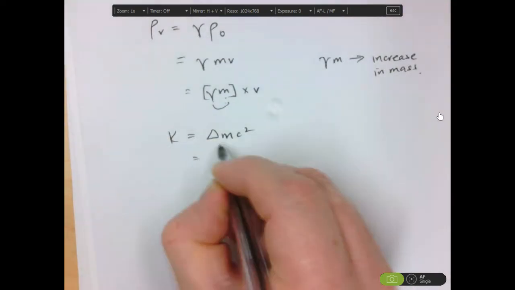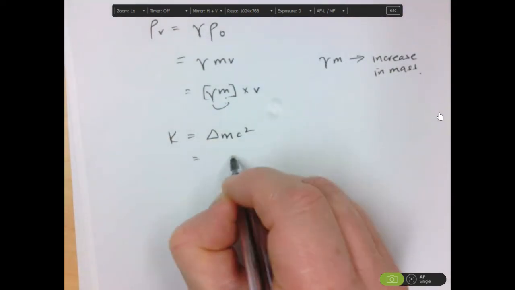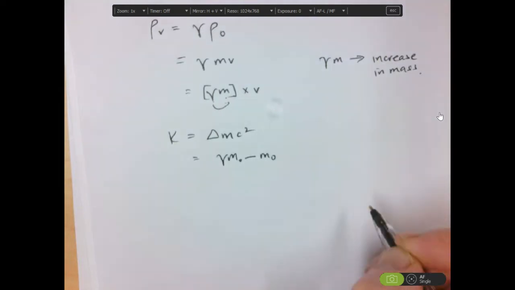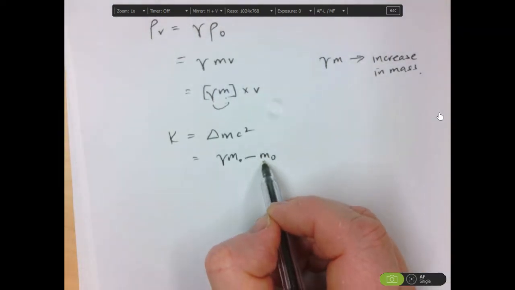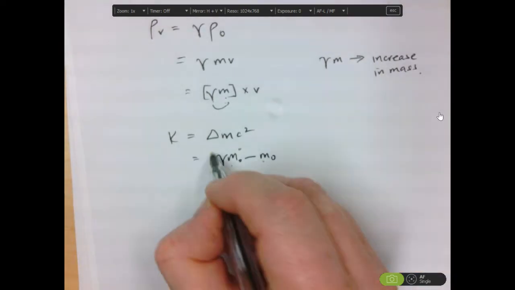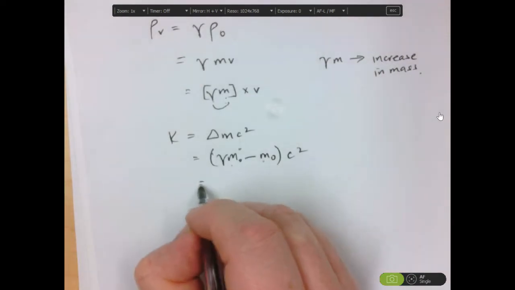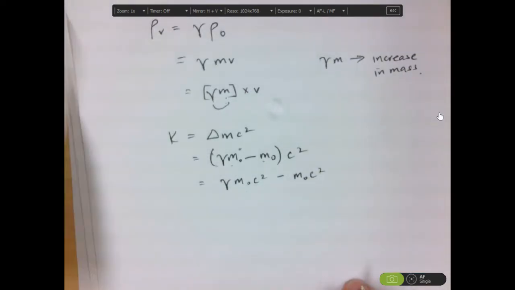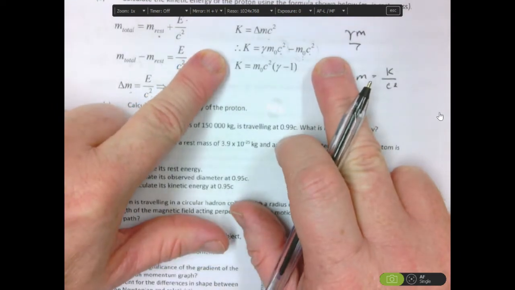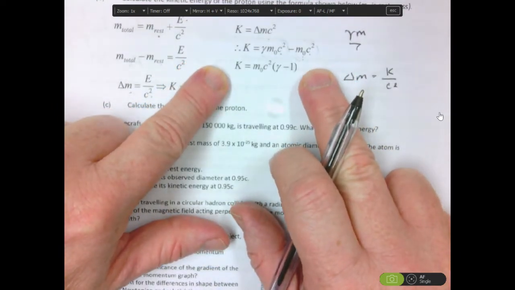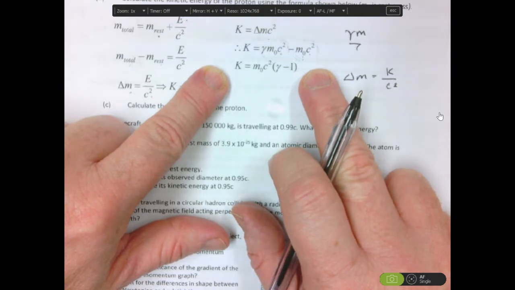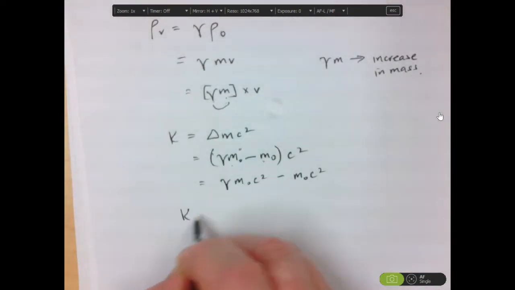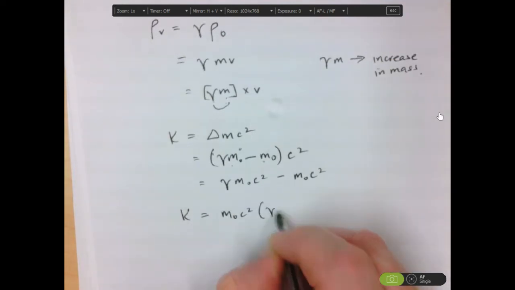And delta m would be the new mass, gamma m naught, minus the original mass, m naught, times c squared. Expanding that in, you get gamma m naught c squared minus m naught c squared. So that's what this formula is trying to tell us. If we take the m naught c squared, because it is common to both, this gives us an expression for kinetic energy. And that means that kinetic energy is given by m naught c squared times (gamma minus 1).